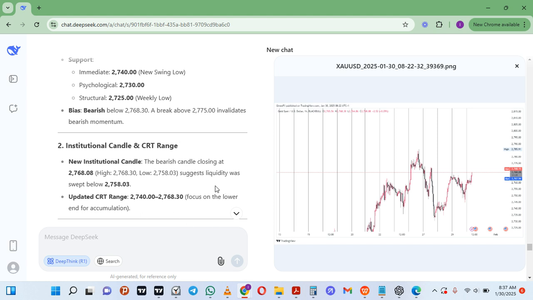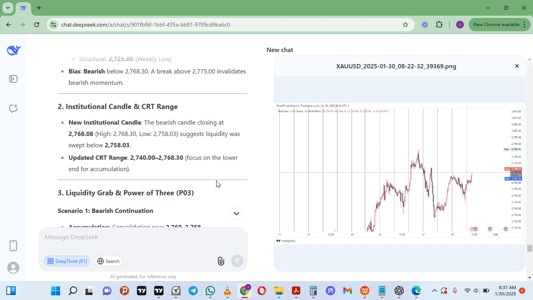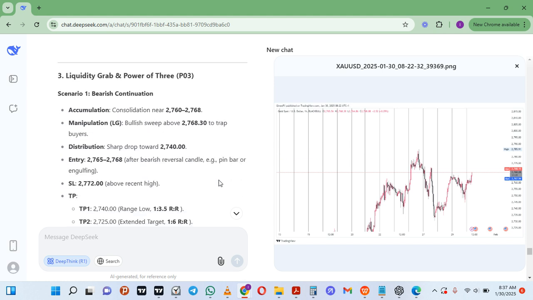Then after the first phase, identifying key levels, I look for the institutional candle, and I identify the range of the institutional candle, because that's where the banks enter and there's manipulation, and that's where we want to make profit because that's where people's stops are taken.